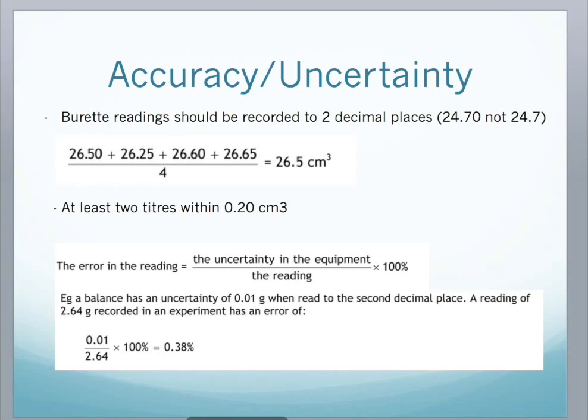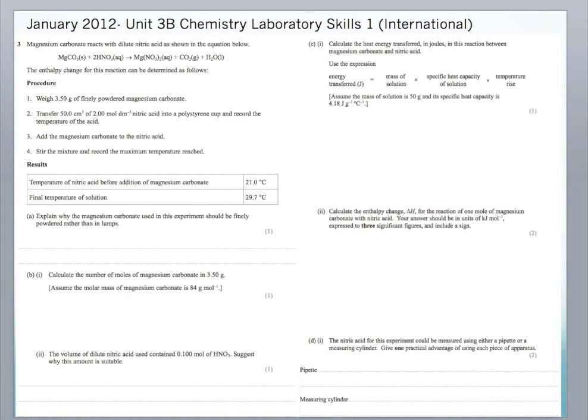Okay, so let's look at a past paper just to get an idea of what type of questions we might be asked. This is a question paper from January 2012 for Unit 3B. These papers are meant for international centers, so people that can't actually carry out the experiments, but they still have to do an exam on it. They're given the details of what is happening, and they have to answer questions on those just to make sure that they're familiar with the different lab techniques.